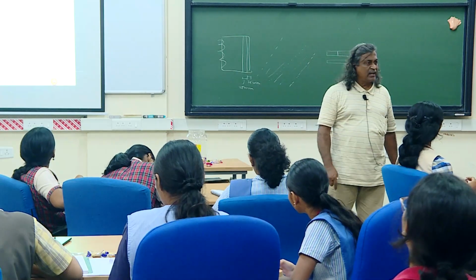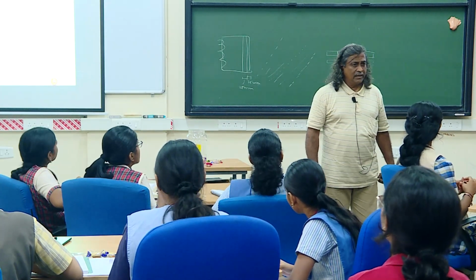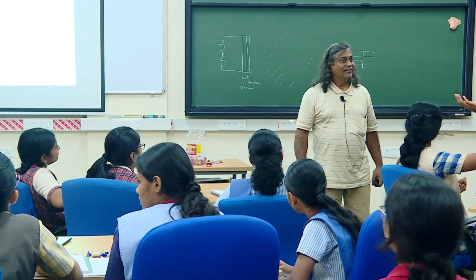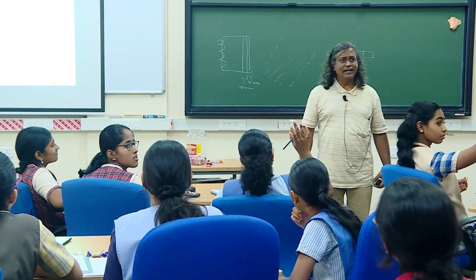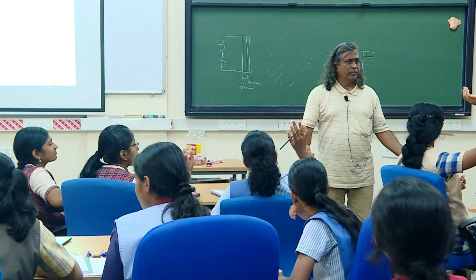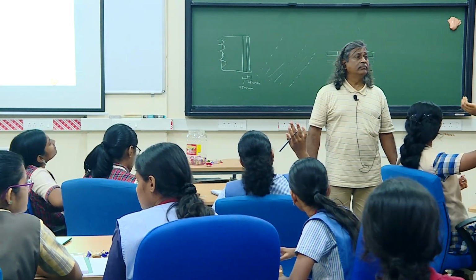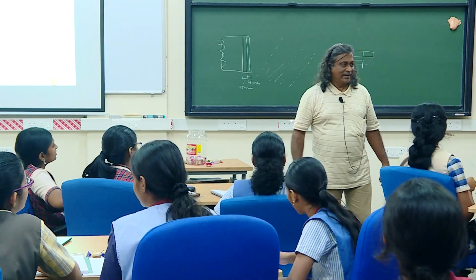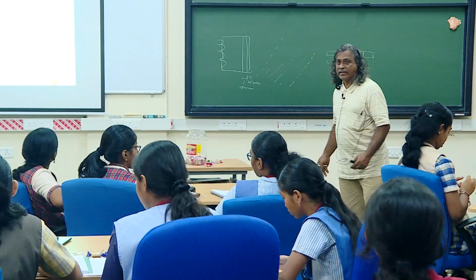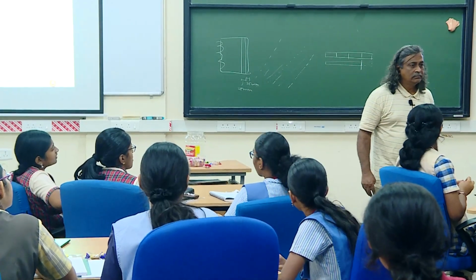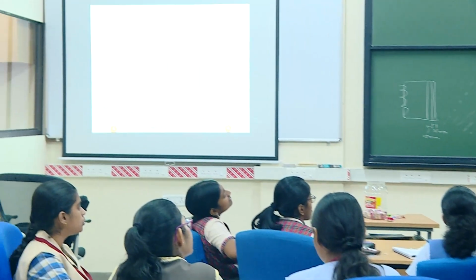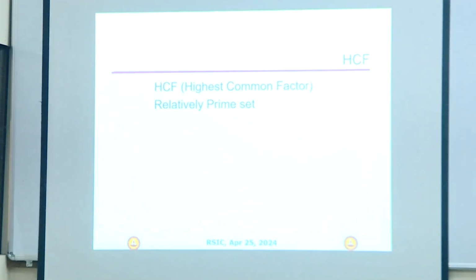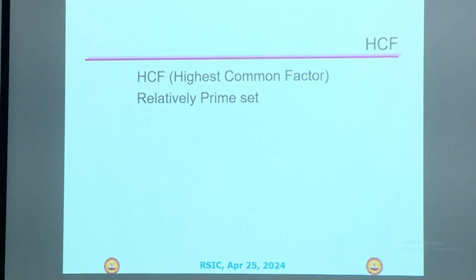How many of you know relatively prime set? Only a few, huh? A relatively prime set will have two numbers. Relatively prime? No common factor. Very good. No common factor. Give me an example. 4, 9. Okay.